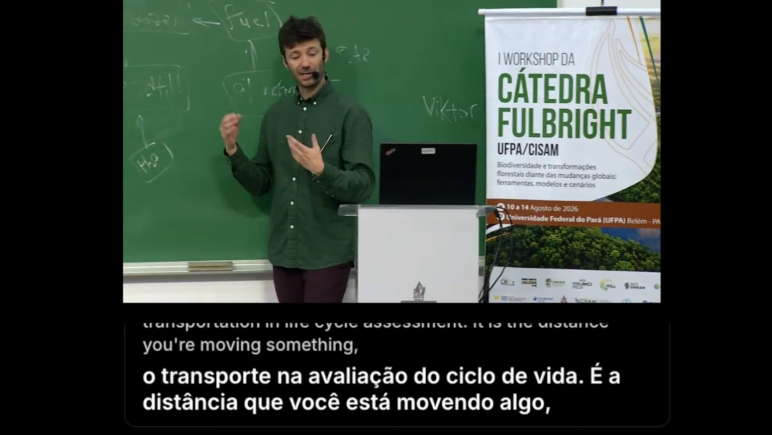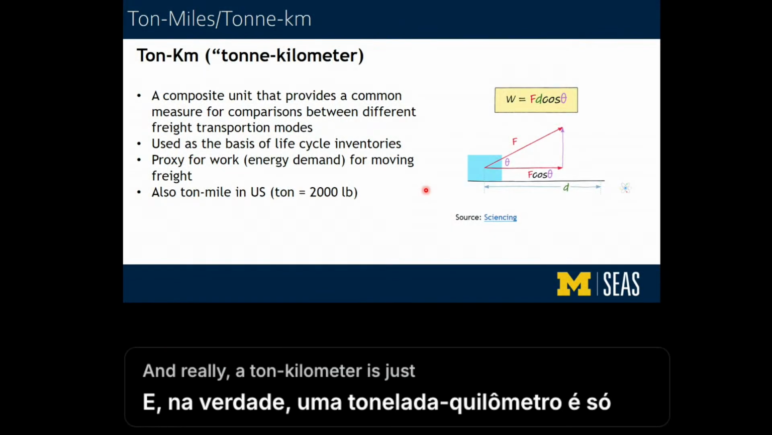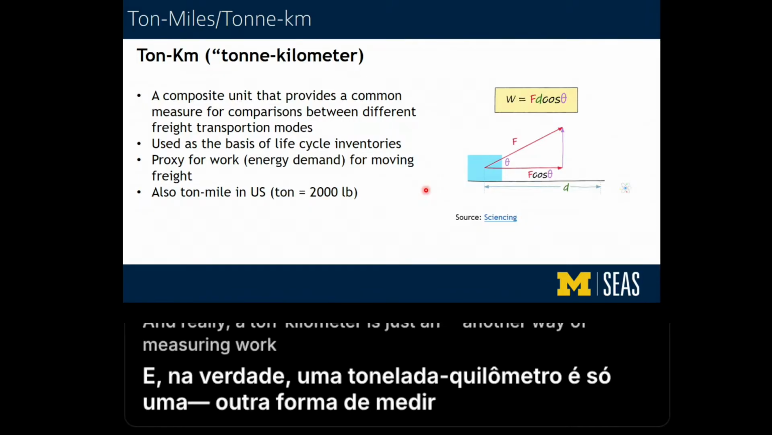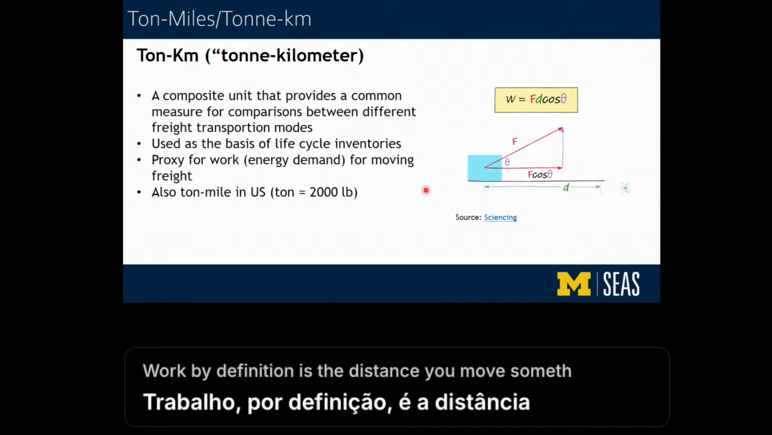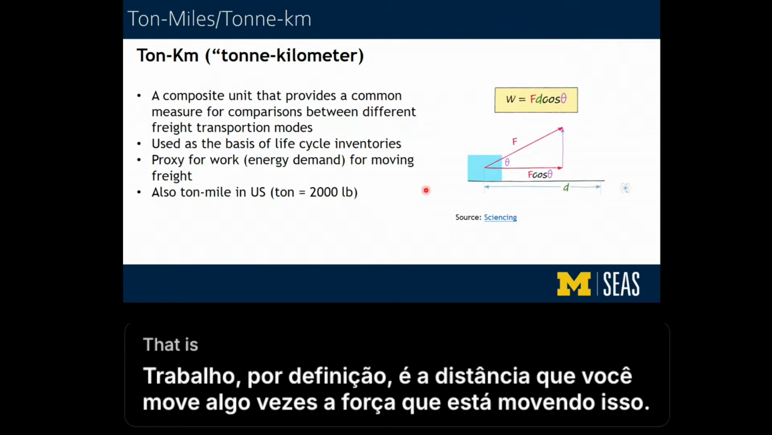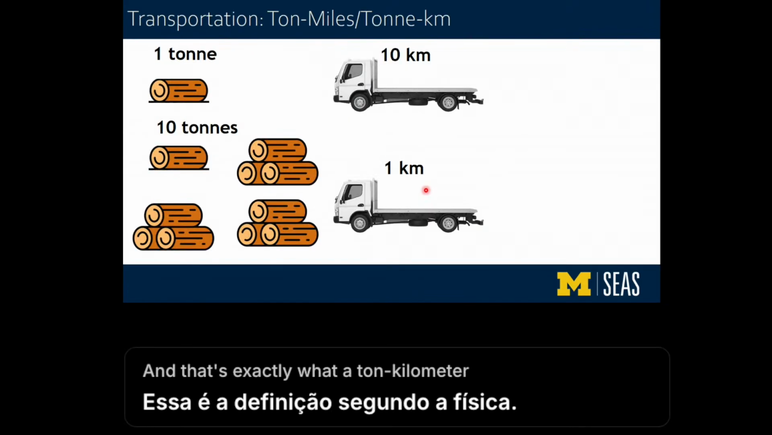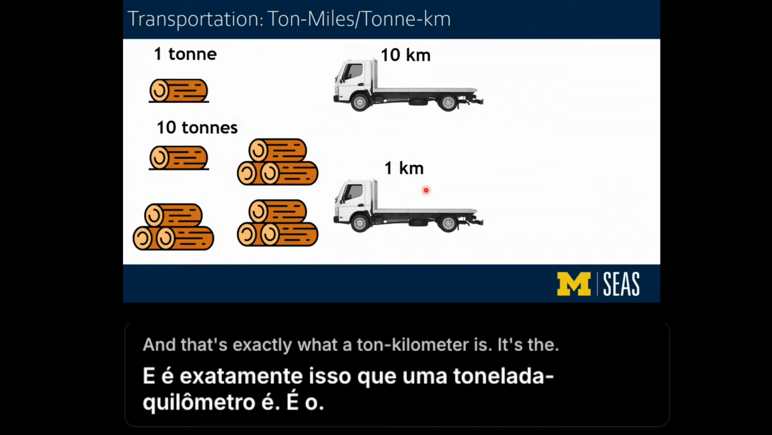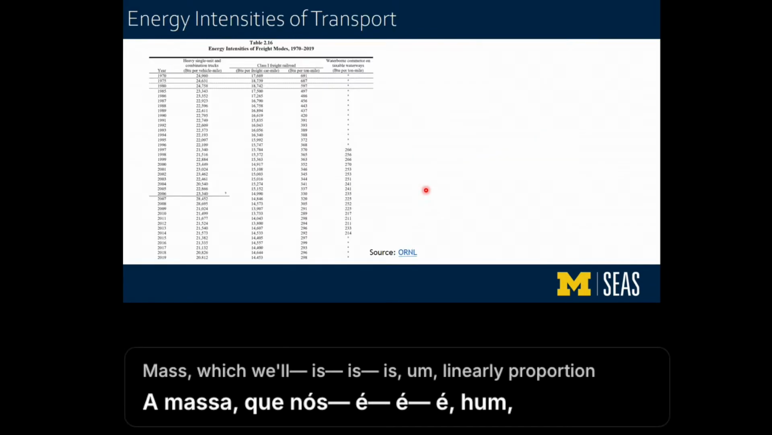And really, a ton kilometer is just another way of measuring work, useful work, right? Work, by definition, is the distance you move something times the force that's moving it. That is the definition according to physics, and that's exactly what a ton kilometer is. It's the mass, which is linearly proportional to force, times the distance.